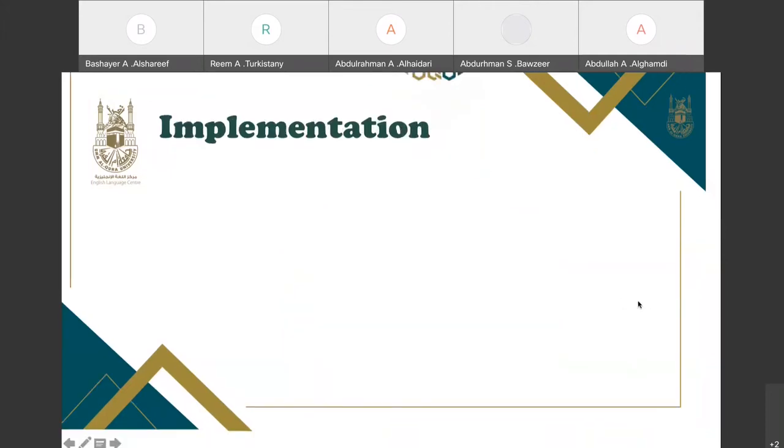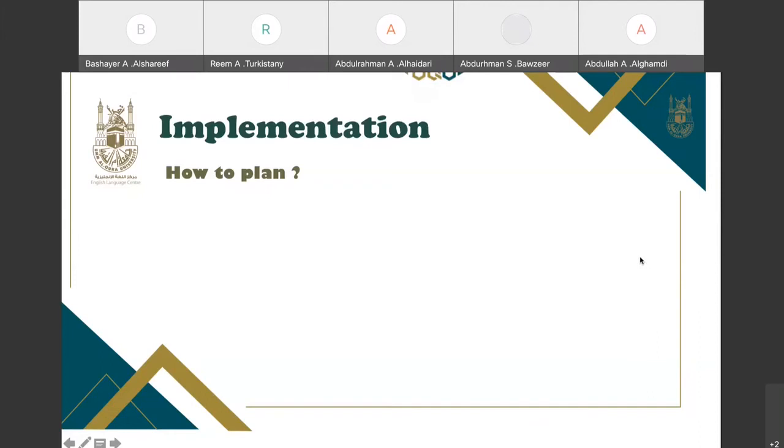Now, for the next part, implementation. If I am now happy with this approach, I like it very much, and I find that it is successful, I want to use it in my class. So how to plan? How to plan my class? What do you think? If you want to start using the flipped classroom, what are you going to do?